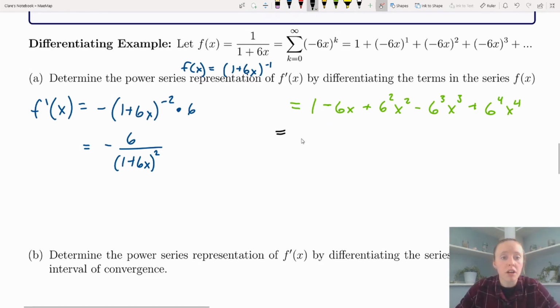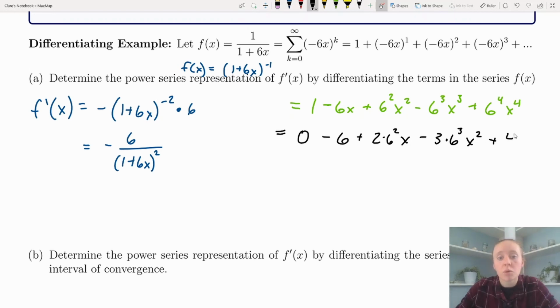So differentiating 1, that goes to 0. The derivative of 6x is going to be 6. The derivative of 6 squared x squared, dropping that exponent of 2 down in front because 6 squared is just a coefficient, just some constant out in front, will be 2 times 6 squared x. And then I'll be subtracting 3 times 6 cubed x squared. And then I'll be adding 4 times 6 to the 4th x cubed, and so on.